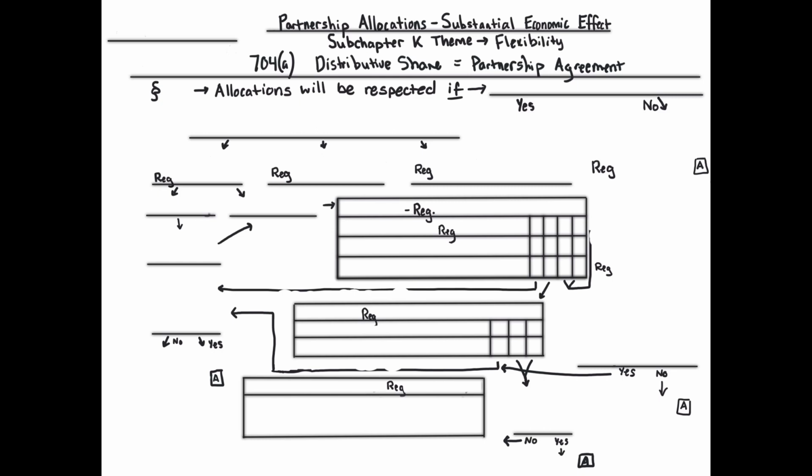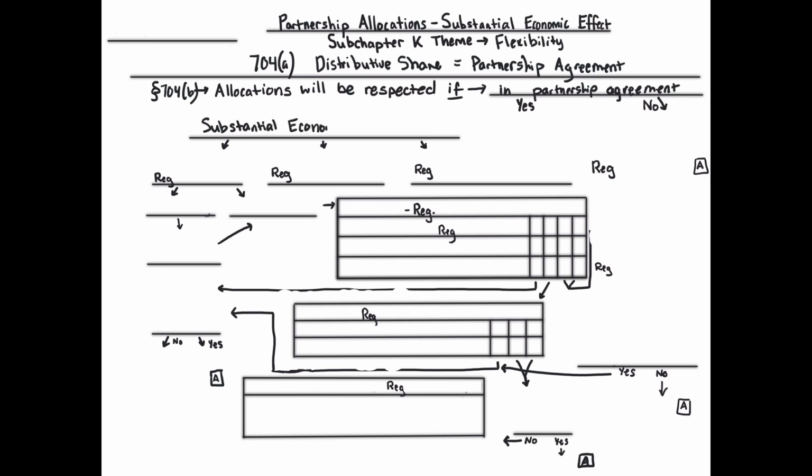Section 704(b) continues with that idea and says that an allocation will be respected if it's in the partnership agreement. So it has to be in the partnership agreement. And the second item is that it has what's called substantial economic effect. And we're going to go in depth with respect to substantial economic effect. So it has to have both of those items.